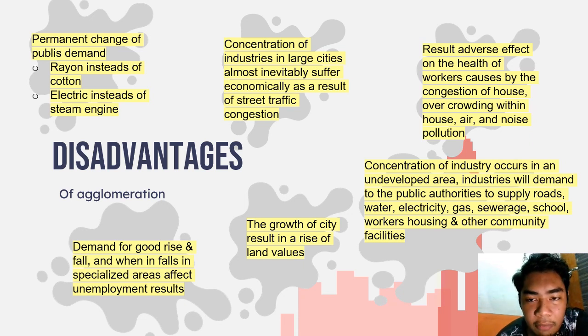Another disadvantage of agglomeration is when concentration of industry occurs in an undeveloped area. Industry will demand the public authorities to supply roads, water, electricity, gas, sewerage, schools, workers' housing, and other community facilities. Agglomeration also will affect the land value. The growth of city results in a rise of land value. And the last disadvantage of agglomeration is demand for goods rises and falls. And when it falls, in a specialized area, it results in unemployment. That's all from us. Thank you.